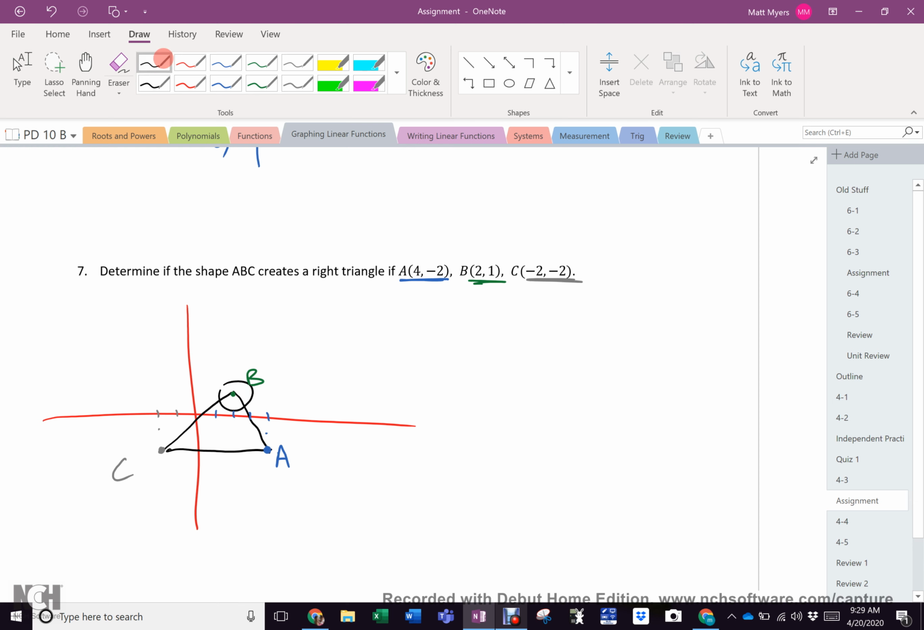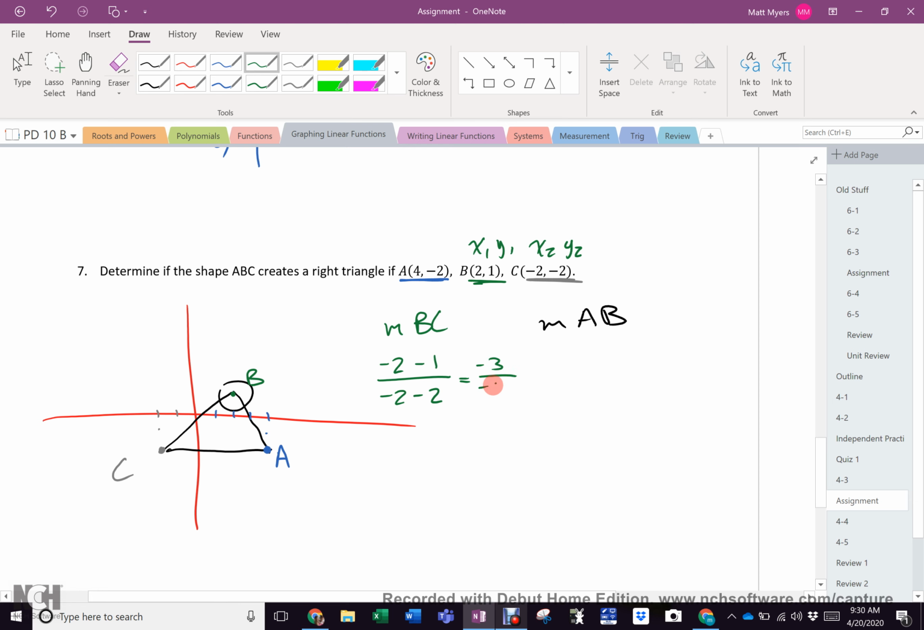So I had to check the slope of BC, and I had to check the slope of AB. When I check BC, these two, x1, oh, sorry, I'm working in green here. x1, y1, x2, y2. Negative 2 minus 1 over negative 2 minus 2, which equals negative 3 over negative 4, which gives me a slope of 3/4. Now, if this is 90 degrees, this slope would have to be negative 4/3.